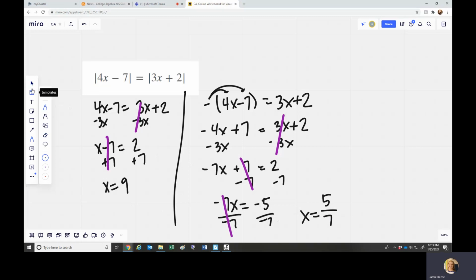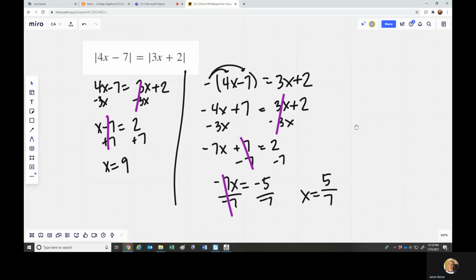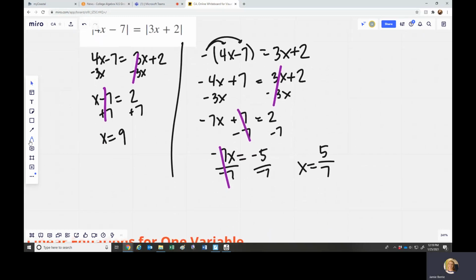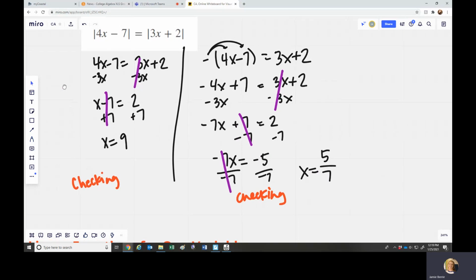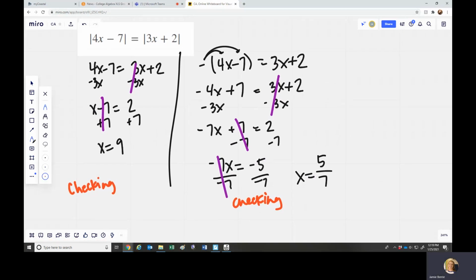All right, so let's go over here to the side and check our answers. Let's go to a different color and we'll just say checking. All right, so plug in 9. So plugging in 9, we get the absolute value of 4 times 9 minus 7 equals the absolute value of 3 times 9 plus 2.